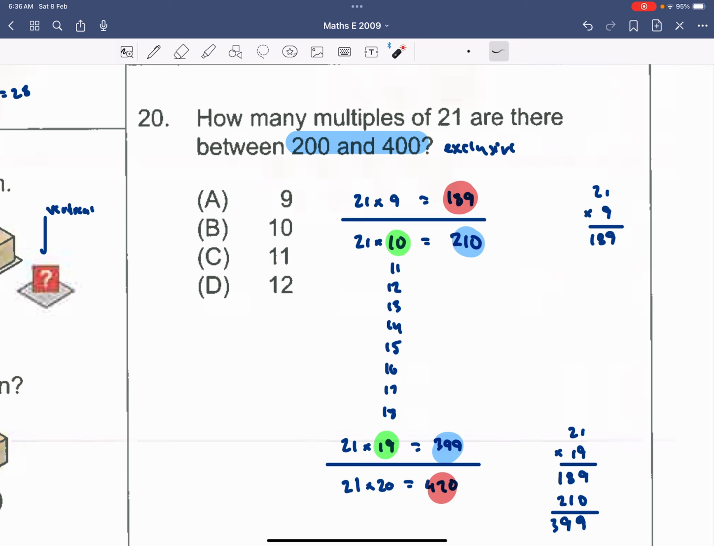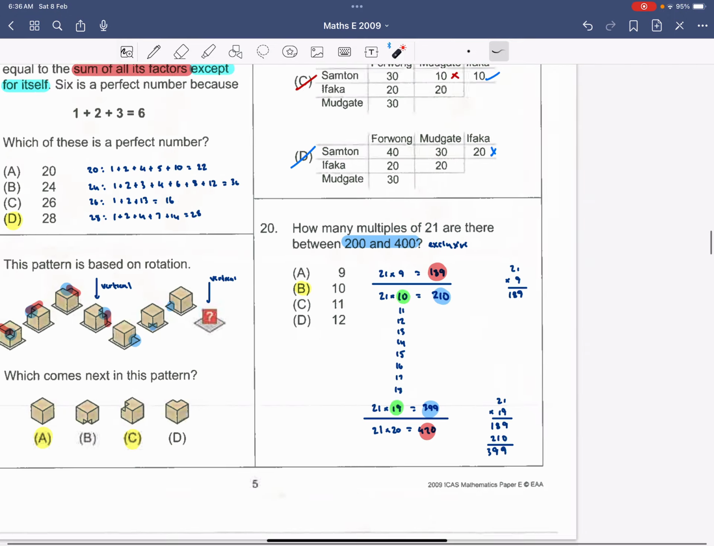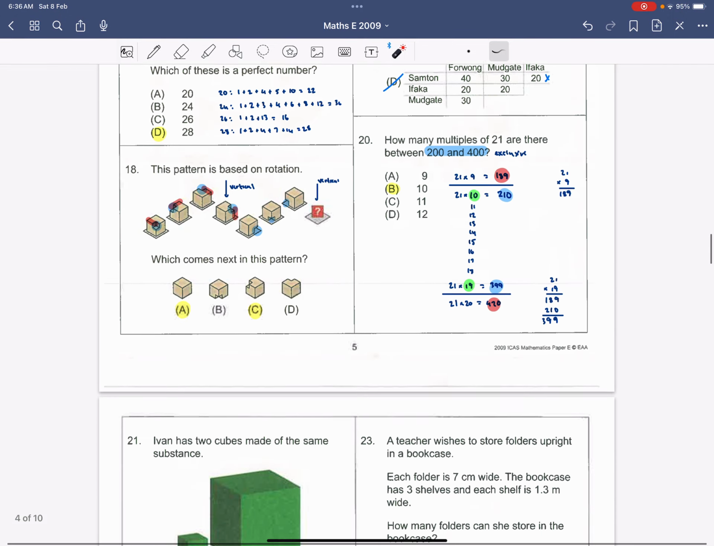So the answer is 10 numbers. The answer is B. There are 10 multiples of 21. Again, I'll do it. 1, 2, 3, 4, 5, 6, 7, 8, 9, 10. There are 10 multiples of 21 that will fit, and you'll notice I didn't have to work out all of them. I just had to work out the first one and work out the last one. And then since I knew 21 times 10 fits, and I knew 21 times 19 fits, then all these other versions of 21 lots of those would also have fit. Okay? Nice question. A bit tricky, but a nice question.